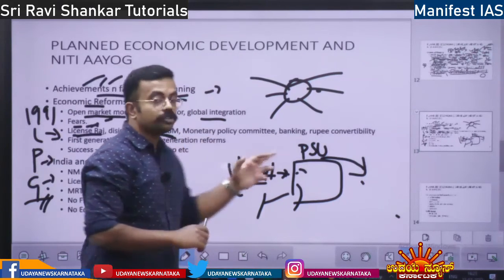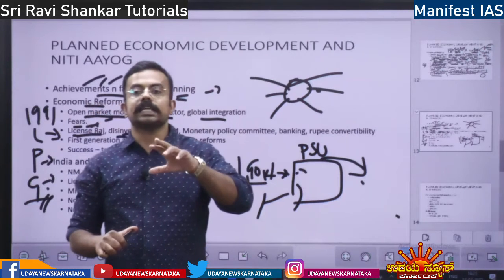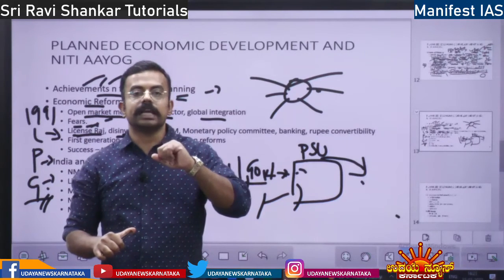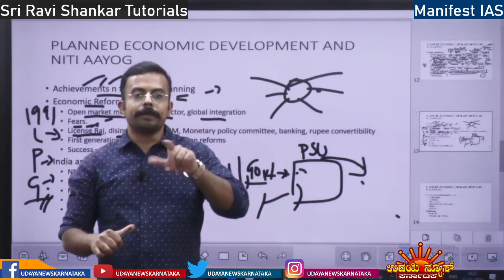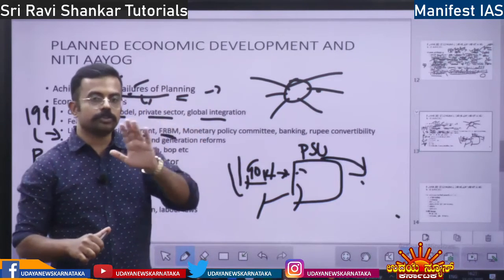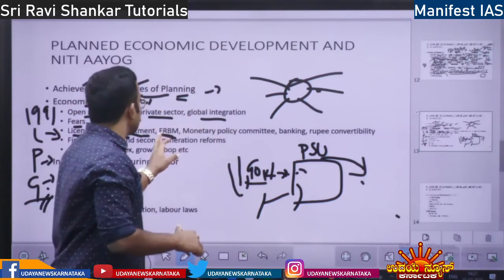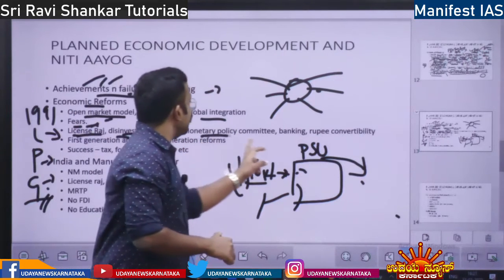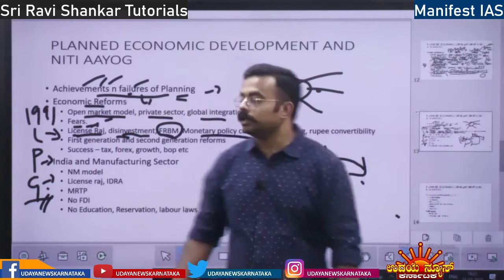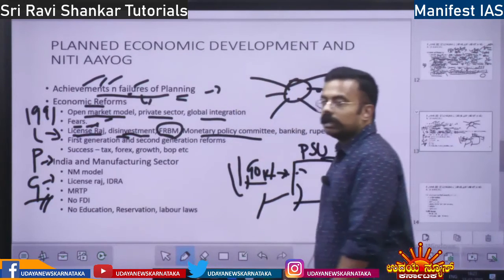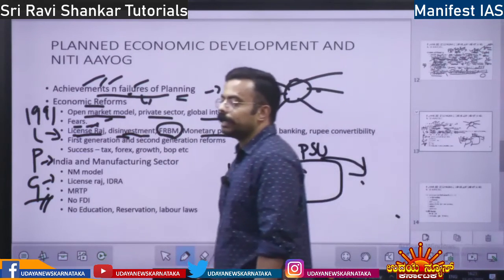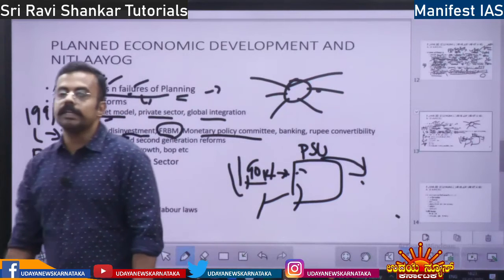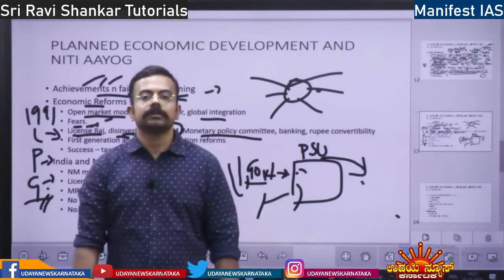FRBM. To curb the monetization of deficit, that is, the government printing money and showing that there is no deficit, they enacted the FRBM Act. Also, the Monetary Policy Committee was enacted in 2015. What does this Monetary Policy Committee mean? It is a committee which sets the inflation rate.